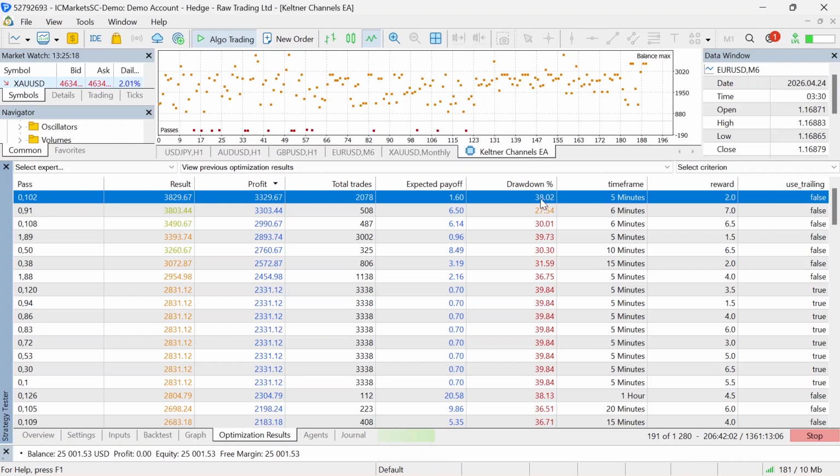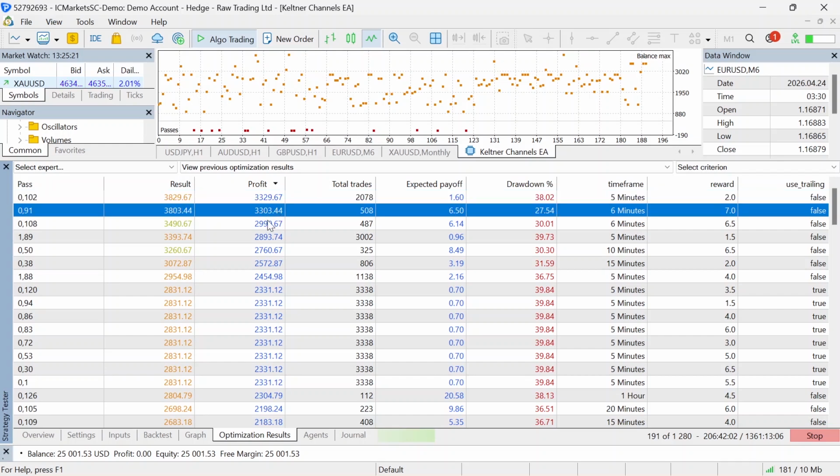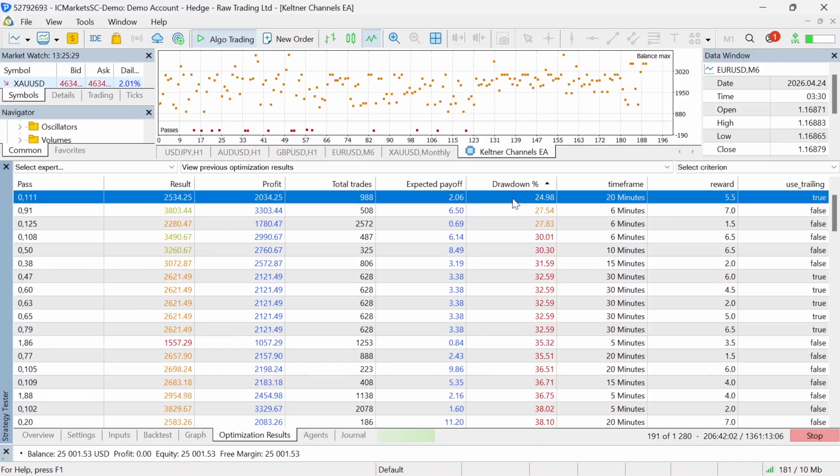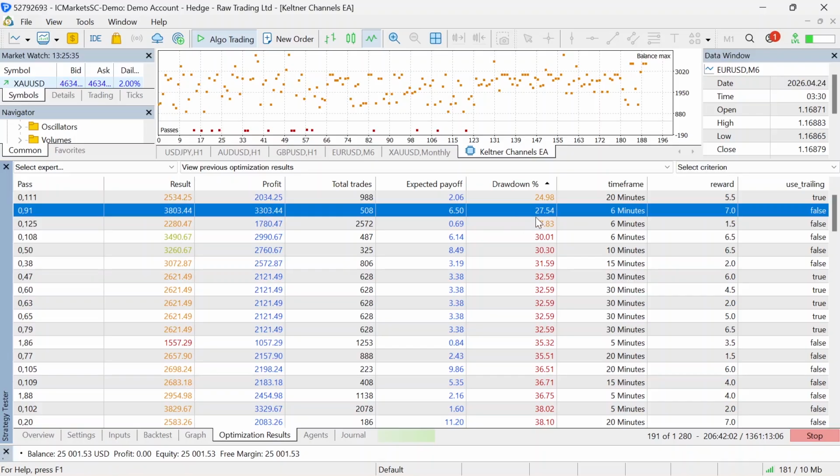drawdown, which is almost 40%, followed by this, which is 3300, and the drawdown was 27.54. So if you sort based on drawdown, you can see this is the lowest drawdown and it gave 2000 profits, but I think we should go for this. So you can conclude that with the little result that we are able to get, this is the drawdown, and 6 minute time frame was used, and reward to risk was 7, and trading was set to 4. So you can conclude that this is a good one, right?